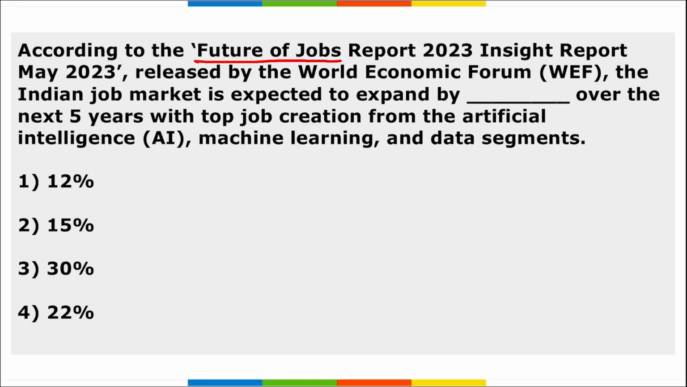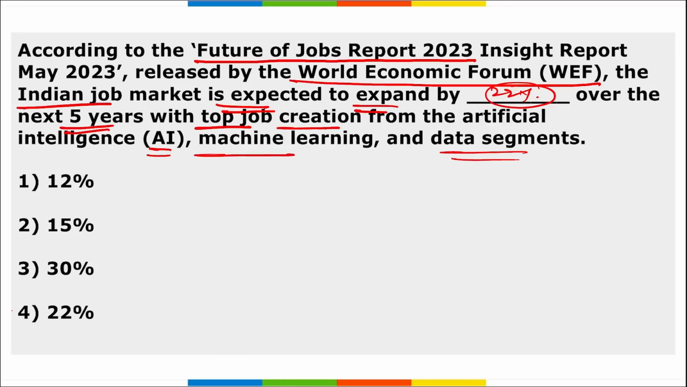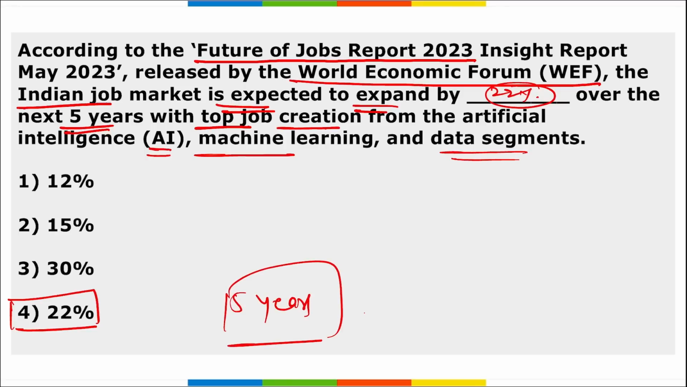Next, according to the Future of Jobs Report 2023 released by the World Economic Forum, the Indian job market is expected to expand by 22% over the next 5 years, with the top job creation from the artificial intelligence, machine learning and data segment. So the correct option is 22%. The job market will expand by 22% in the next 5 years, right? Correct? And here the contributing segments will be artificial intelligence, machine learning and data segments.